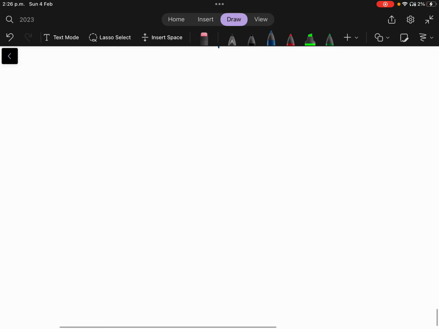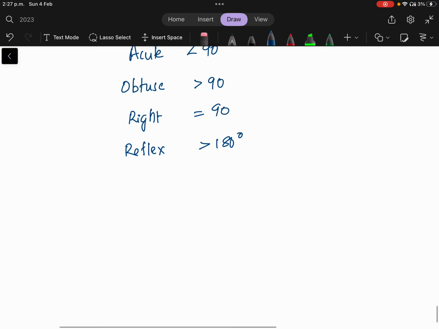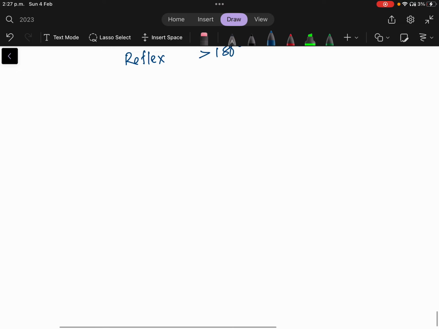Then to name the angles, you have an acute angle, which is less than 90 degrees. We have obtuse angles, which are greater than 90 degrees. We have a right angle, which is equal to 90 degrees. We have a reflex angle, which is greater than 180 degrees. And there are some properties which you need to learn.